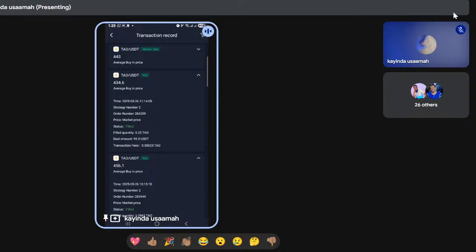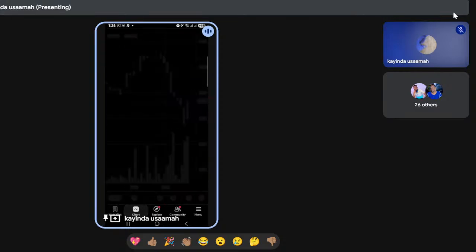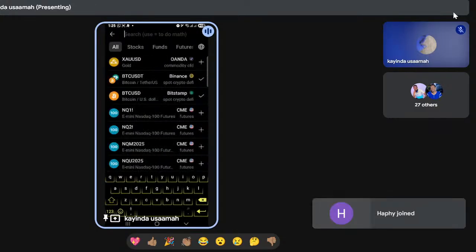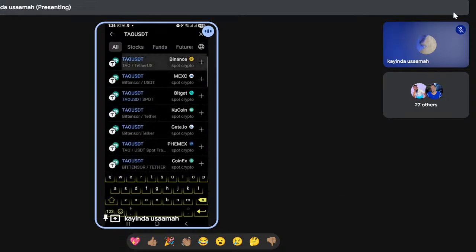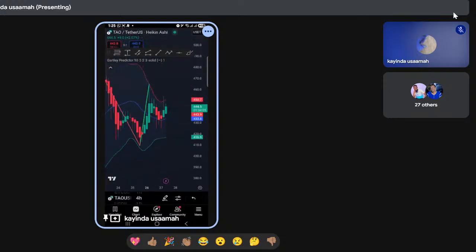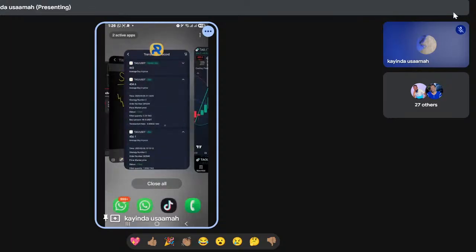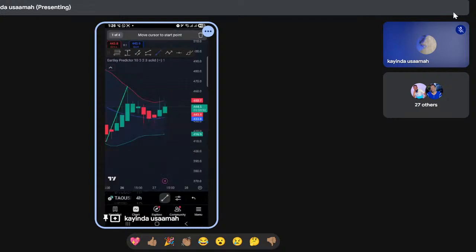This is 456, 437. Let's go on TradingView. We see the difference. When did this robot buy this coin? So let's look for the TAO/USDT coin. It first bought at 456. So we are going to draw a line there. 450.